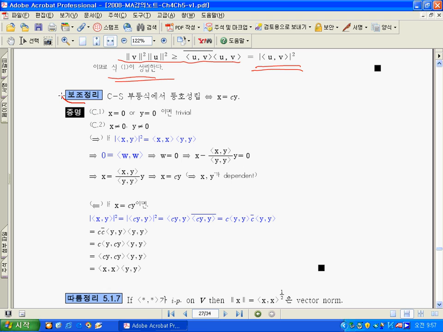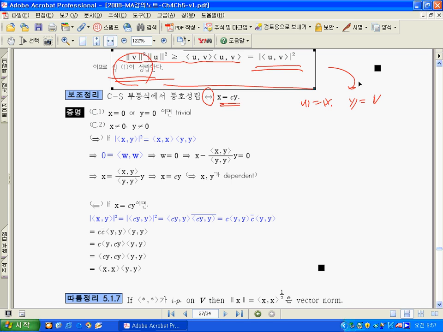Okay. And the one thing that you haven't seen before was this. You have to show this Cauchy-Schwarz inequality is sharp. Okay. And the equality is satisfied if and only if one is a scalar multiple of the other. Here, U is equal to X, and Y is the same as above. Same thing. Anyway, suppose you have X here and Y here, then it's the same thing.